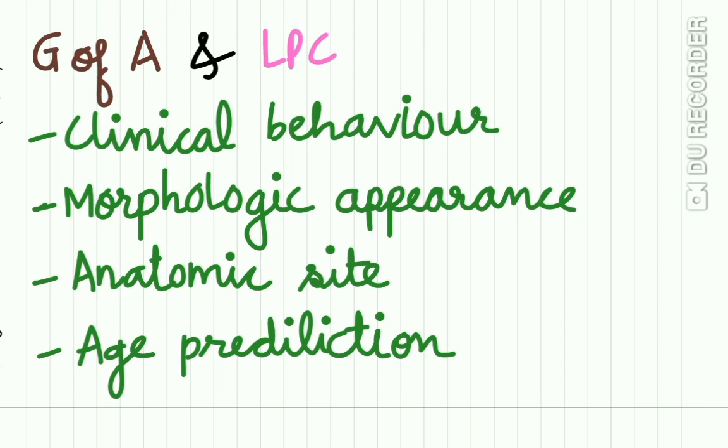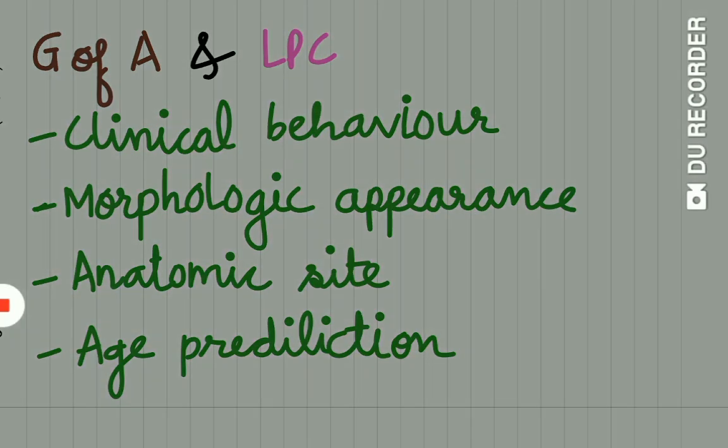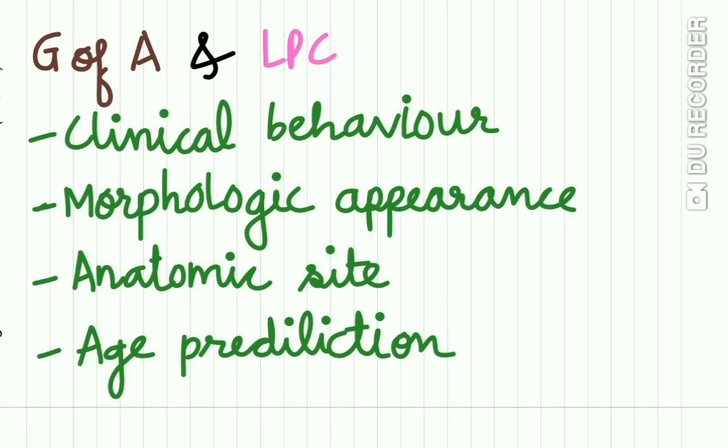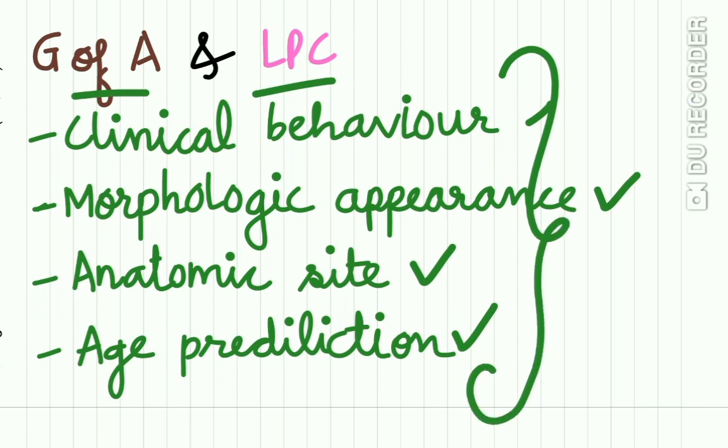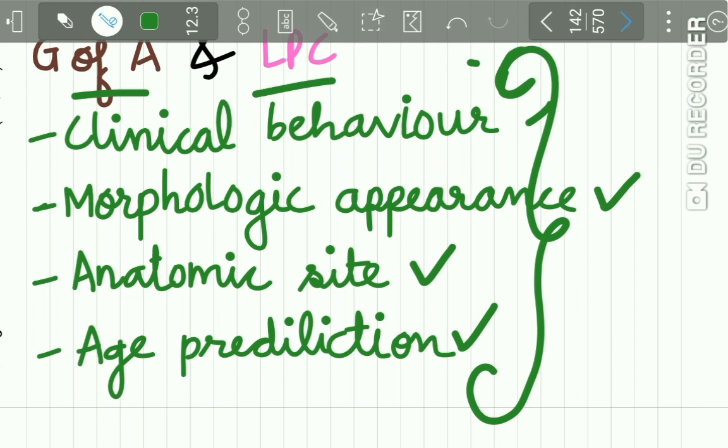Now, note here that the gingival cyst of adult and the lateral periodontal cyst have similar clinical behavior, morphologic characteristics, anatomic site, and age predilection. So because of these similarities, they are considered the counterparts of each other.